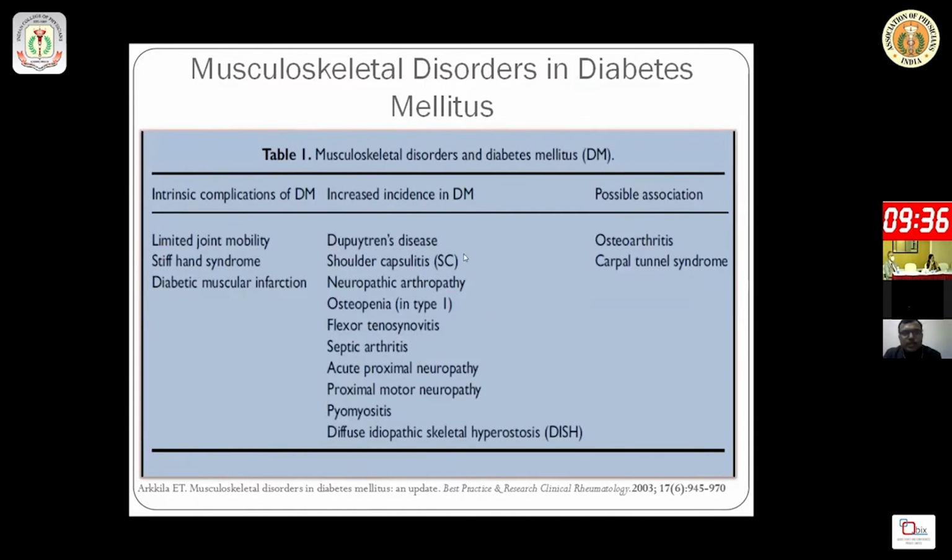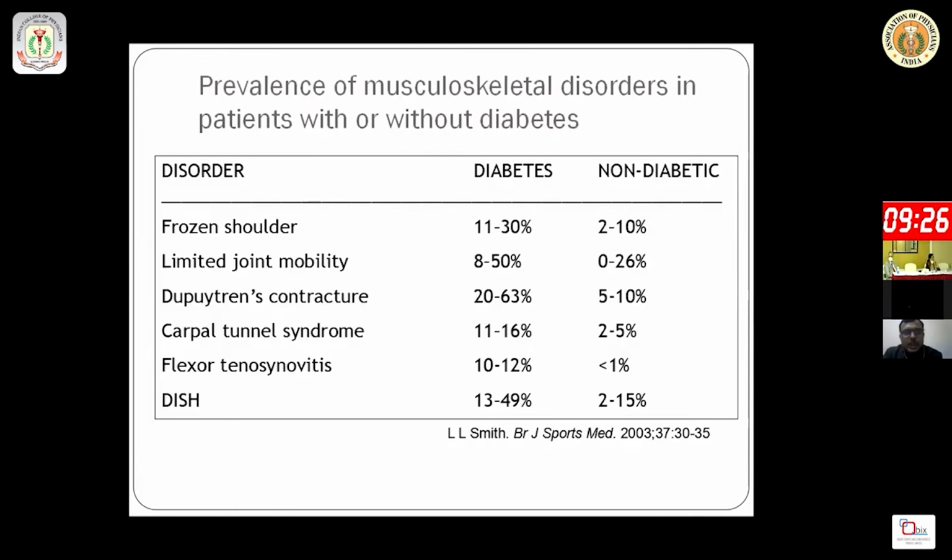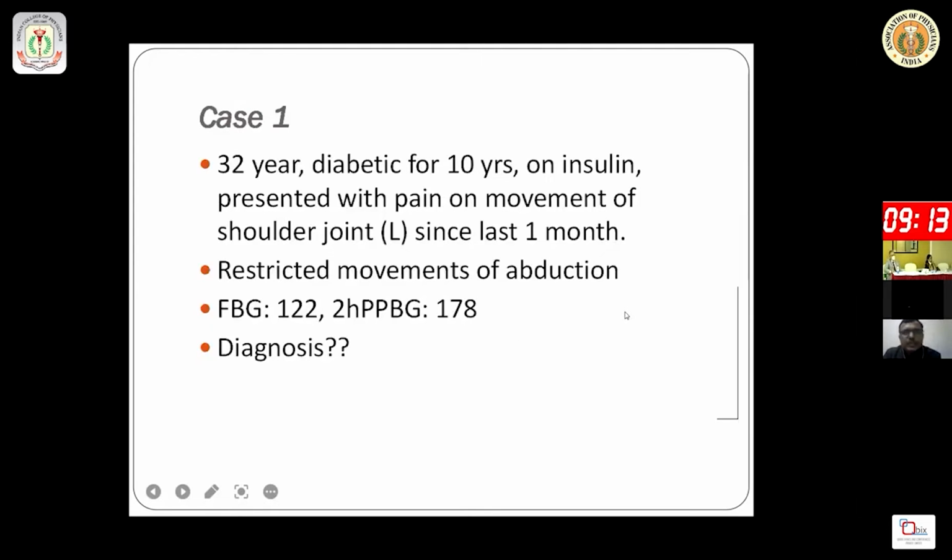If we see, we have a whole list of diabetes mellitus manifestations that might include some intrinsic complications, those which have increased incidence and which have possible associations. And the prevalence is actually not less. If we compare to the non-diabetics, many of the musculoskeletal manifestations have much more prevalence. So let's start with a few cases.